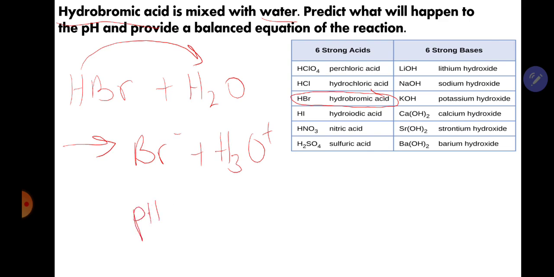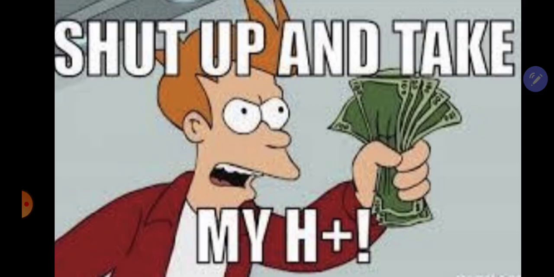pH goes way down. Because we're adding an acid, we see a huge decrease in pH because it's becoming more acidic. So if you're a strong acid, just shut up and take my hydrogen ions.